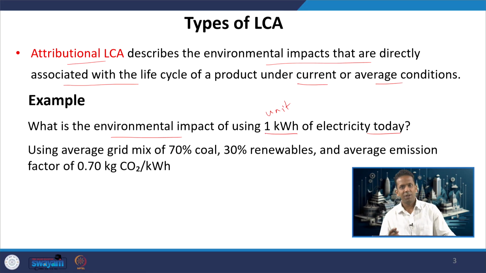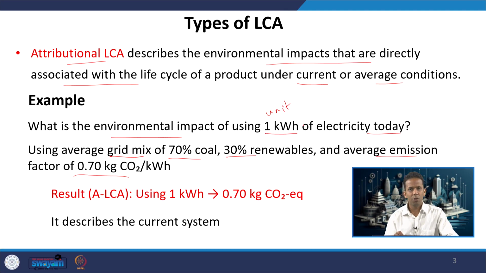Now if we take one example, say in India, or just a random example where a grid mix has 70% coal, 30% renewables, and the average emission factor for this combination is 0.7 kg CO2 per kilowatt hour. What would be the emission for 1 kilowatt hour using attributional LCA? It will be 1 into 0.7, because per kilowatt hour 0.7 kg CO2 is the emission. So total emission for 1 kilowatt hour is 0.7. This type of LCA describes the current, existing system.